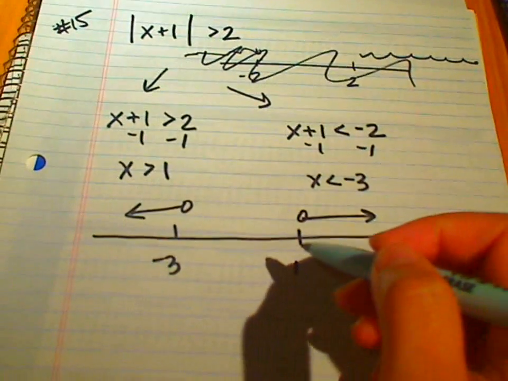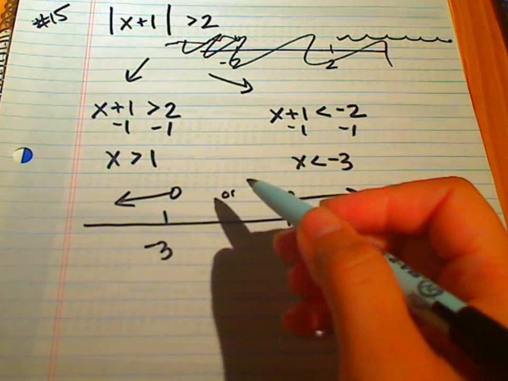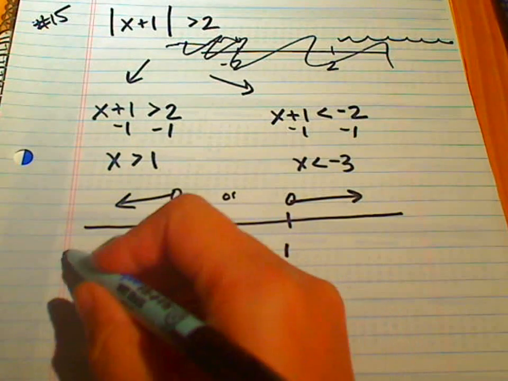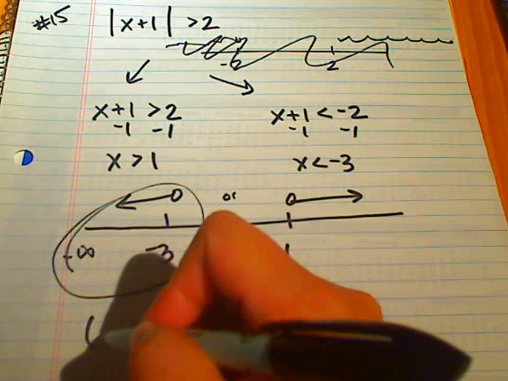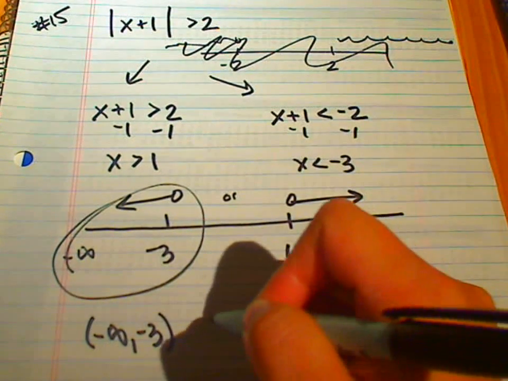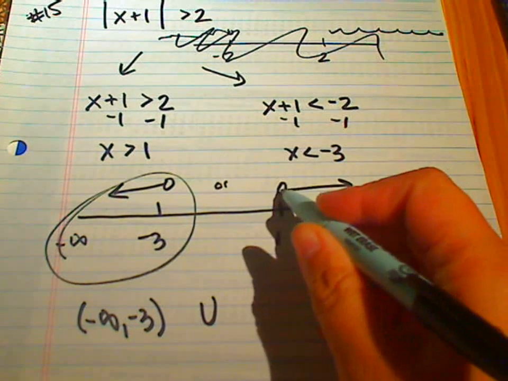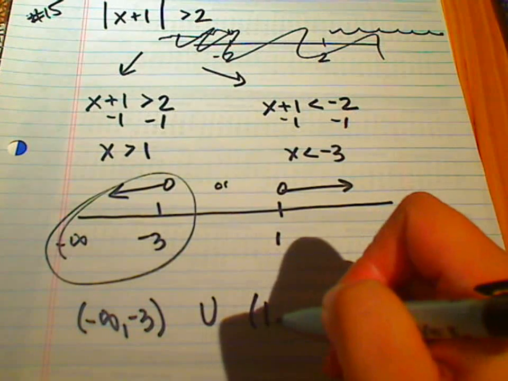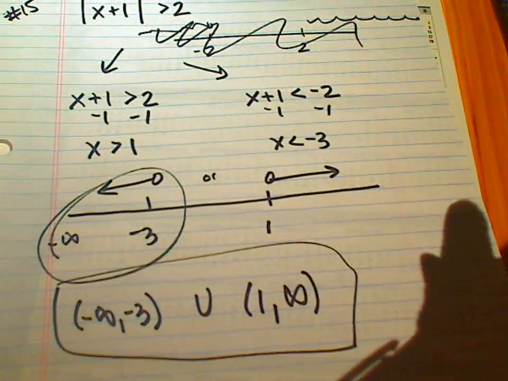So to write this in interval notation, this is an OR statement, just like the video I showed you for number 14. So negative infinity to negative 3, union, so joined with, the solution set of positive 1 to positive infinity. This entire thing would be your answer for that.